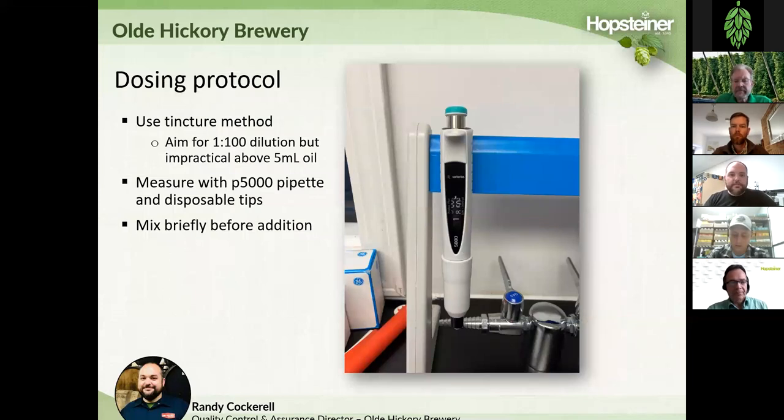This is something that Mike asked me a lot about: how do I mix it? Do I mix it for a long time? I don't. I mix hop oil tinctures day of. I always use 500 mils of ethanol.